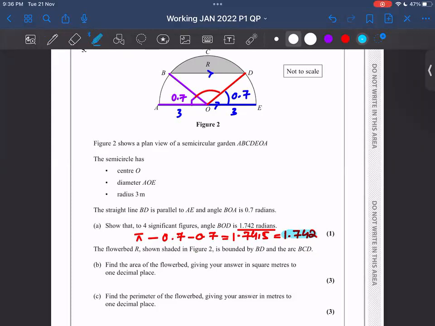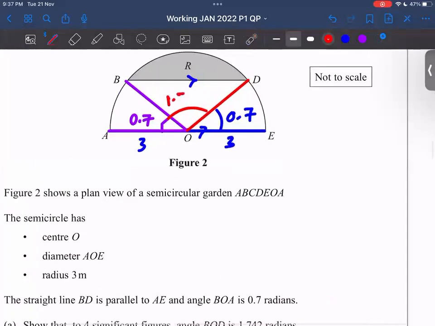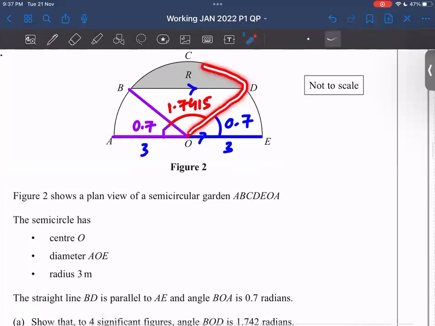So which one is the flower bed here? The flower bed R is shown shaded in the figure. The area is bounded by BD and the arc BCD. This is the flower bed. You have to find the area of this. Since we got the angle 1.7415, I'm going to take the working value. I'm going to find the area of this whole sector, then subtract the triangle area.